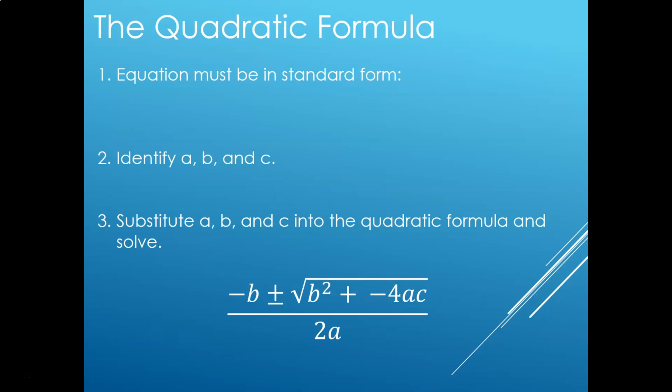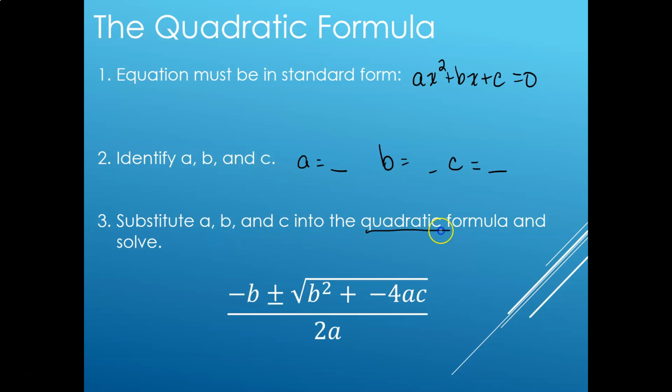To use the quadratic formula, we start these exactly the same way we would if we were going to factor. Our equation has to be in standard form. Ax squared plus bx plus c is equal to 0. We still identify our a, b, and c terms before we start. Then we try factoring, and if it doesn't work, now we can substitute a, b, and c into what we call the quadratic formula.